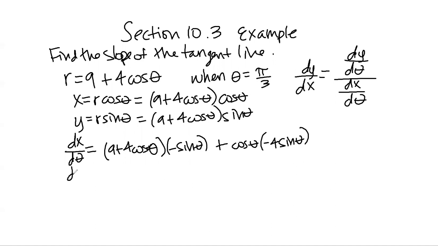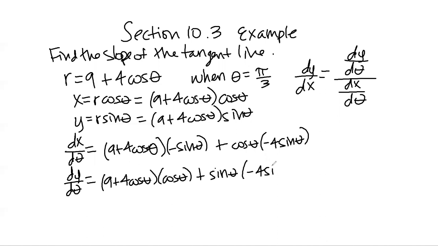And then we can do dy d theta very similarly. We have the first times the derivative of the second plus the second times the derivative of the first, which is still negative 4 sine theta. So now we have the derivative of x with respect to theta and the derivative of y with respect to theta. So in order to find dy dx, we simply need to divide the two.